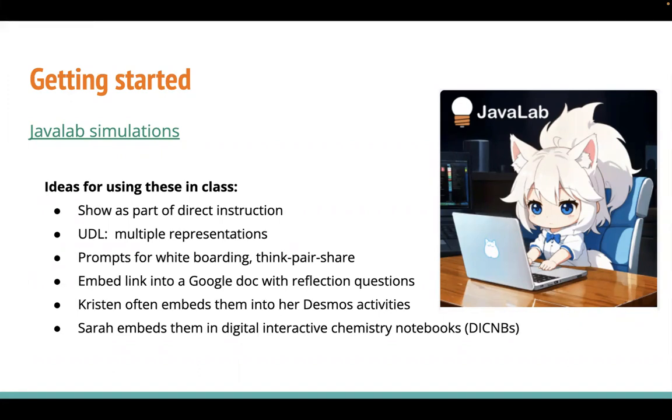My school is really starting to explore universal design for learning, and a lot of talk about multiple representations. And I think as you go through the Javalab simulations, you'll see a lot of different ways of representing information to the students, which I think is really helpful. And I also thought that you could use them as prompts for whiteboarding or think, pair, share activities in class.